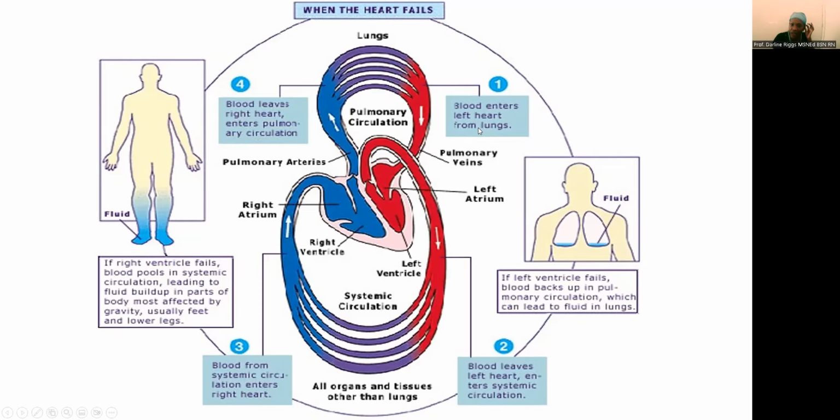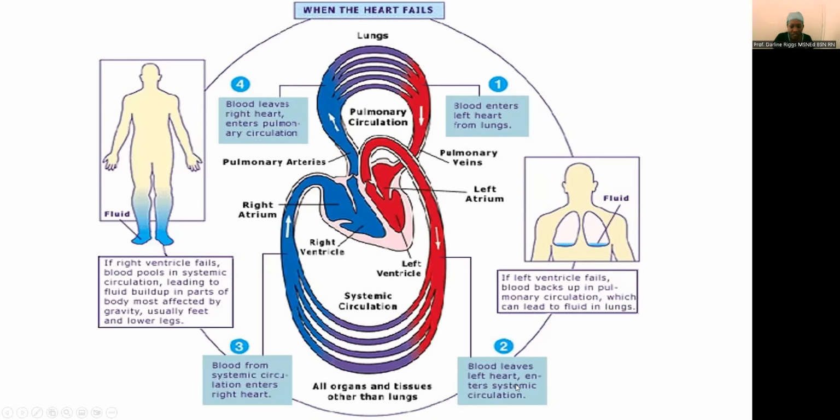Blood enters the left heart from the lungs. You know, that nice rich red, beautiful in the lungs. If the left ventricle fails, blood backs up into the pulmonary circulation, which leads to fluid in the lungs. So the respiratory problem, the out of breath, the blood tinge. Okay, so all of that is left.